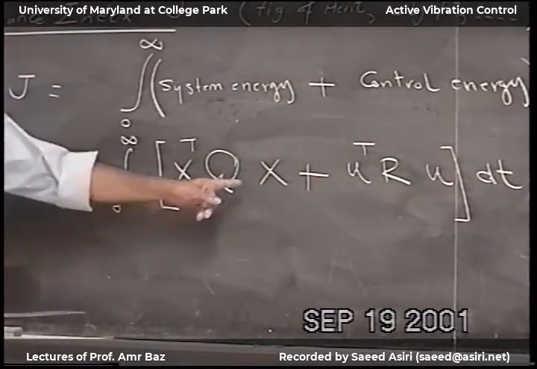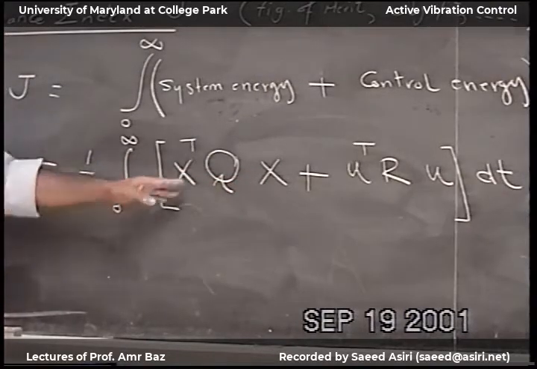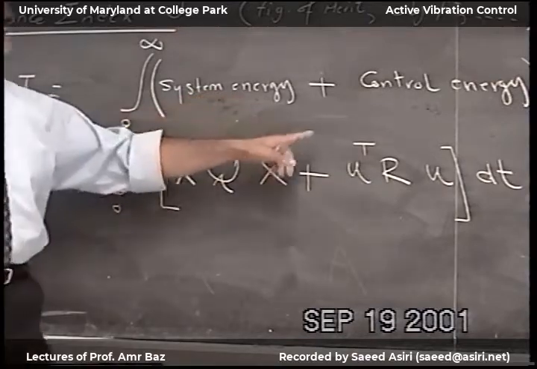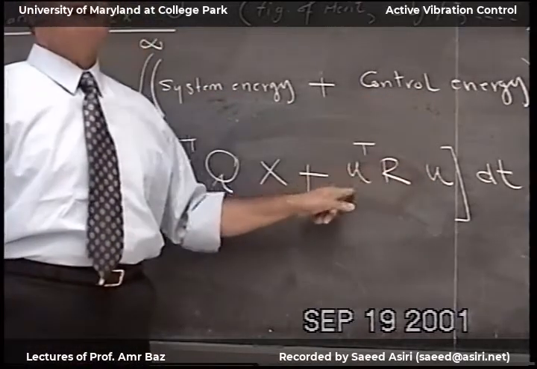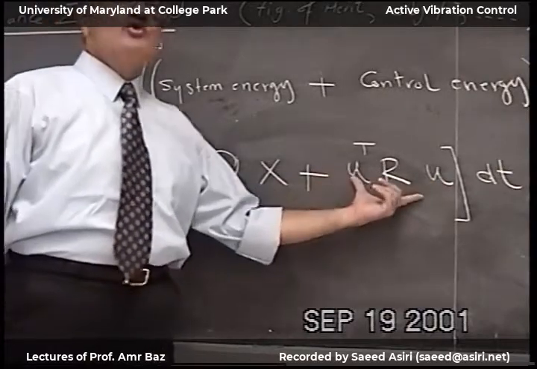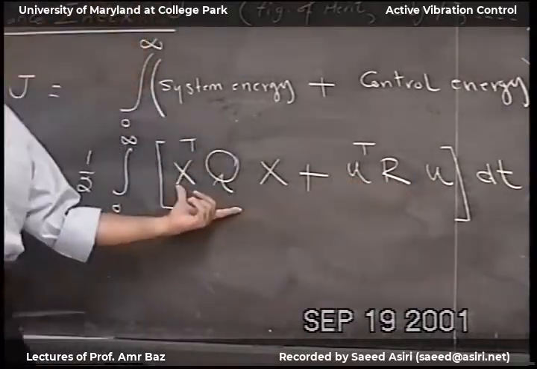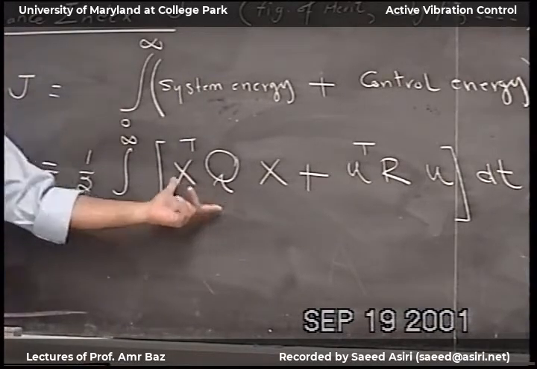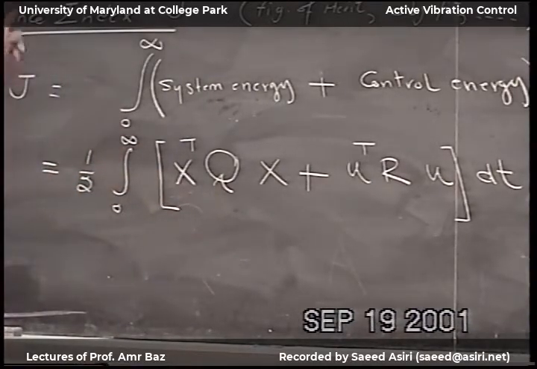So if you look at the first part, this can be kinetic energy and potential energy. This is the system energy. The control energy is done in this form. Each one of them looks like U squared and X squared. So each one of them is quadratic. Oops, and we erased the name of the title, which is the linear quadratic. Okay? That's what we want to do now.